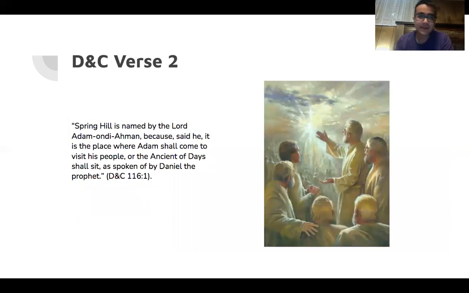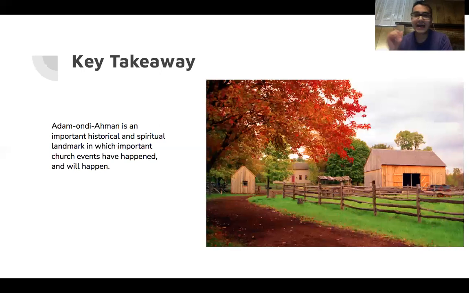Doctrine and Covenants, verse 2. It talks about how Spring Hill is named by the Lord Adam-ondi-Ahman because it is the place where Adam shall come to visit his people, or the Ancient of Days, which is Adam, shall sit, as spoken by Daniel the prophet. The key takeaway is that Adam-ondi-Ahman is an important historical and spiritual landmark in which important church events have happened and will yet happen. Thank you for coming to my TED Talk.